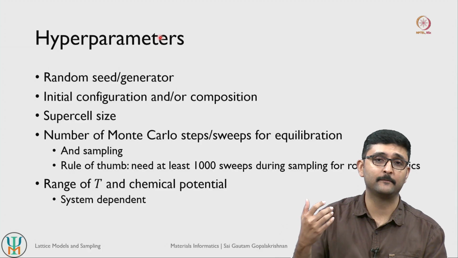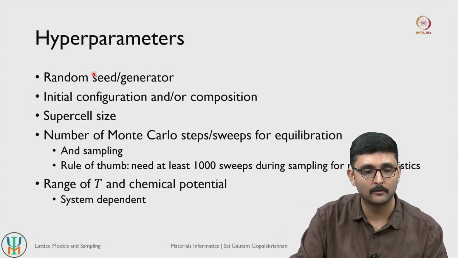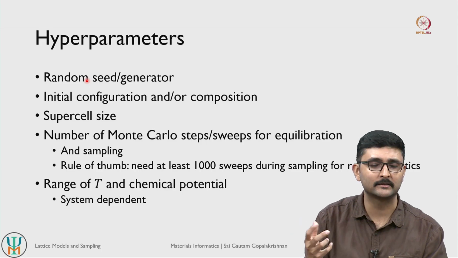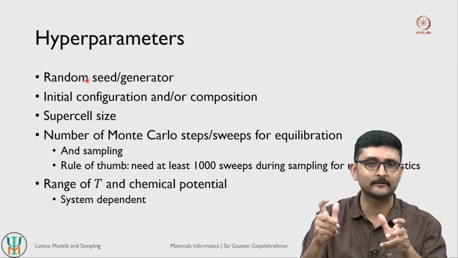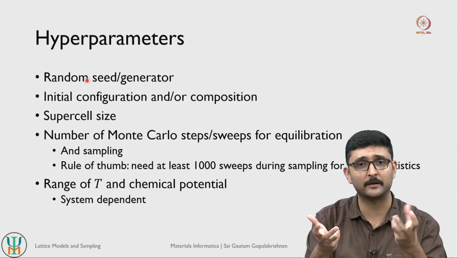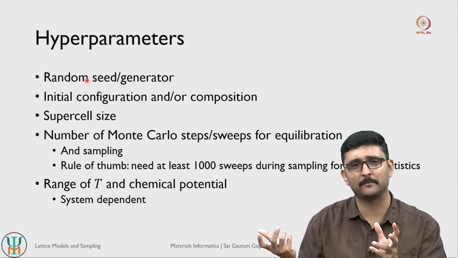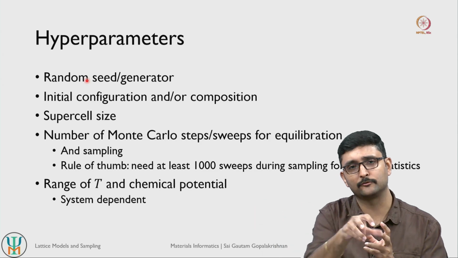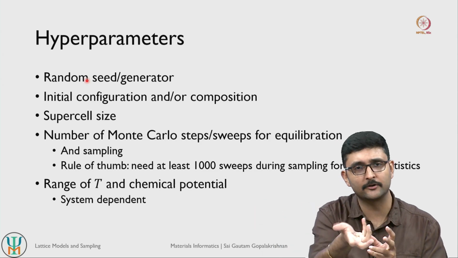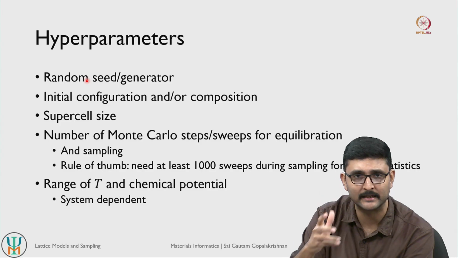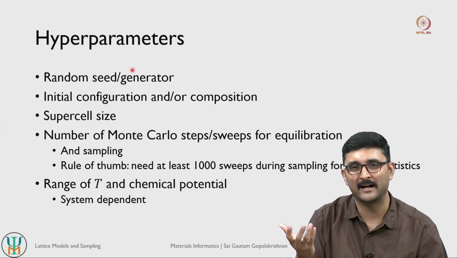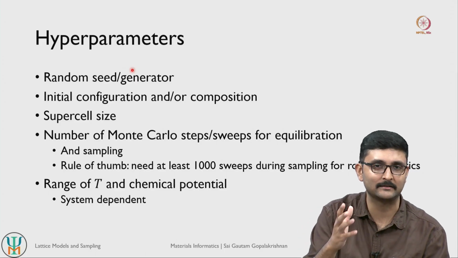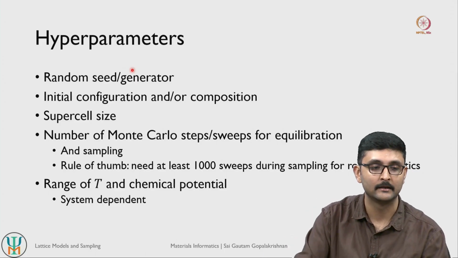What are some of the hyperparameters associated with Monte Carlo? So, random seed, or how you generate the random numbers. Basically, the way you choose atoms to perturb is based on some kind of random number generator. Depending on the random number that you generate, you choose an atom and then introduce a perturbation at that atom or at that site, right. So what kind of random seed or random number generator you use is a hyperparameter. It's a small hyperparameter, but this is something that one needs to keep in mind.